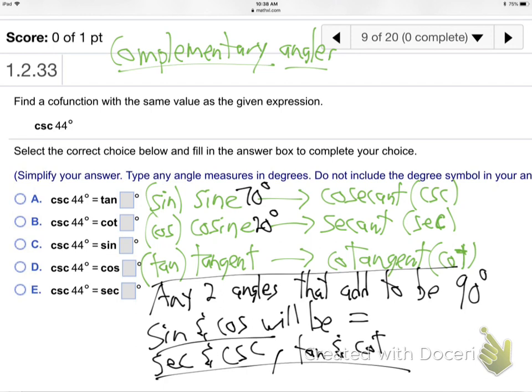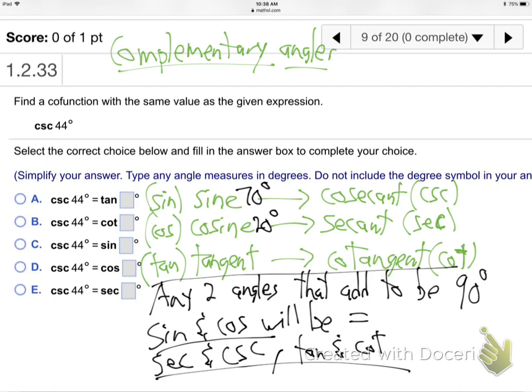So any two angles could be 60 and 30, 50 and 40, 20 and 70, 10 and 80. Anytime you have two angles that make 90, if one of them is sine and the other one's cosine, it doesn't matter which is which, sine and cosine, secant and cosecant, tangent and cotangent, any function and its co, they'll be equal. That's what we're doing with the whole co thing.